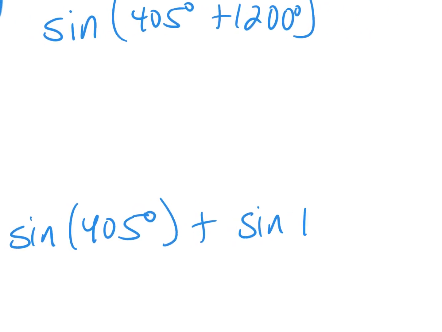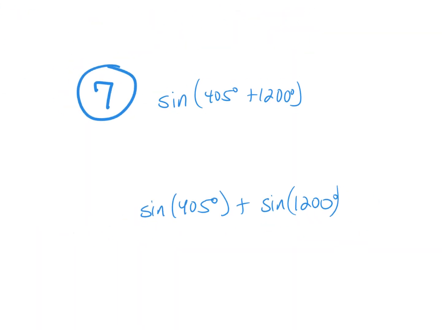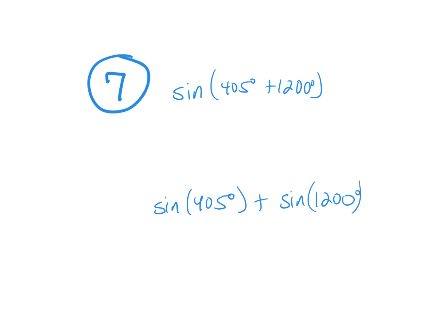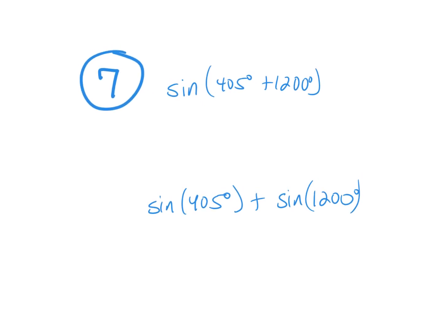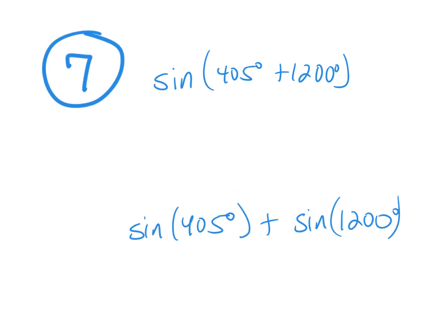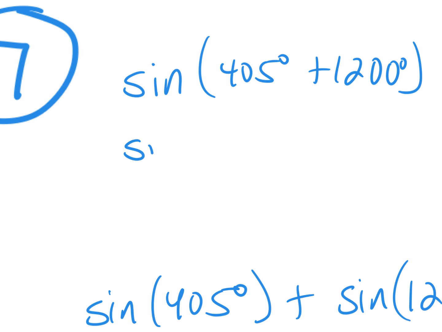All right. Everyone's number 7 is similar to this. Different numbers, but you're going to do it the same way. So I want you guys to write this down. These are two different questions. They're two completely different questions. The first one is similar to what we just did. What would we do with the 405 and the 1200 since it's in a parenthesis together? Add it. So this is sine of what's 405 plus 1200? 1605. Okay. Sine of 1605.